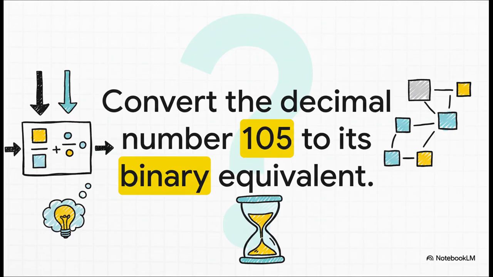Good. Okay, it's your turn. Time to put what you've learned to the test. Here's your first practice question. I want you to convert the decimal number 105 into its binary equivalent. Go ahead and use that division remainder method we just walked through. You can pause right here, grab a piece of paper, and work it out. The full solution is available in the source material for you to check your answer.